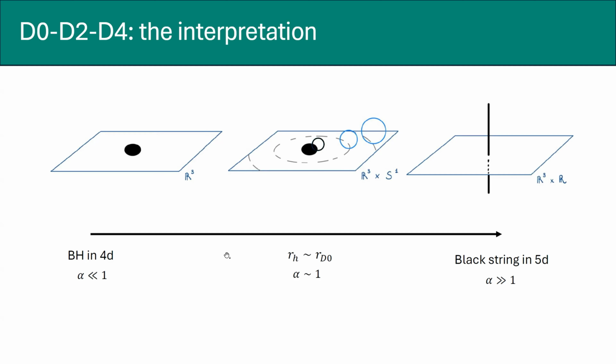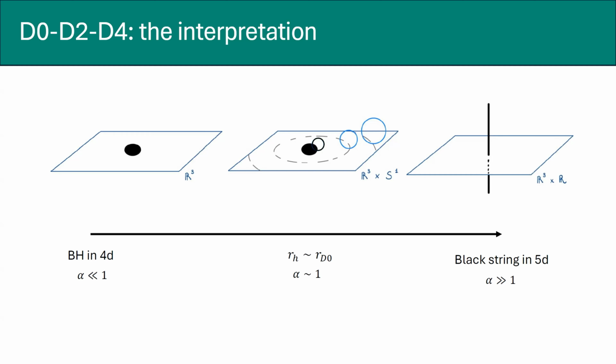But on top of this, we also have a really nice interpretation of how the black hole looks, because for alpha small, our black hole is much bigger than the M-theory circle. So it's a physical object which lives purely in 4 dimensions. For alpha of order 1, our black hole has a radius of the same order as the M-theory circle, again at the horizon. And finally, for alpha much bigger than 1, the black hole is much, much smaller than the M-theory circle, and so it should be better described by an object living in 5 dimensions, and therefore a black string object.